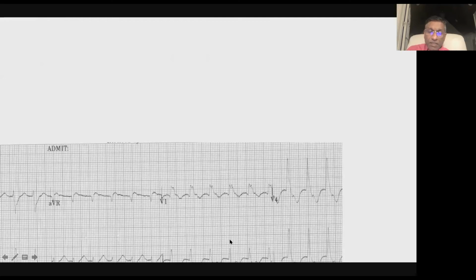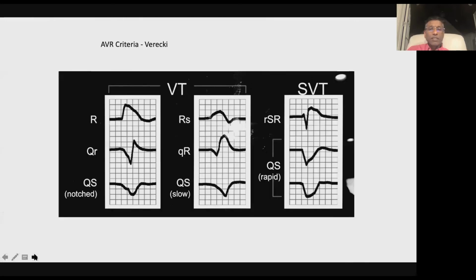You see here now this heavy line, and then you can see the QRS starts over here. If you follow up here, that means the QRS starts here. So there's a little Q wave, and then it goes up like that. So that's why I magnified it. I'm sorry, I didn't remember that I'd done that. Okay, Verrecki's criteria, as a reminder, we look at that.